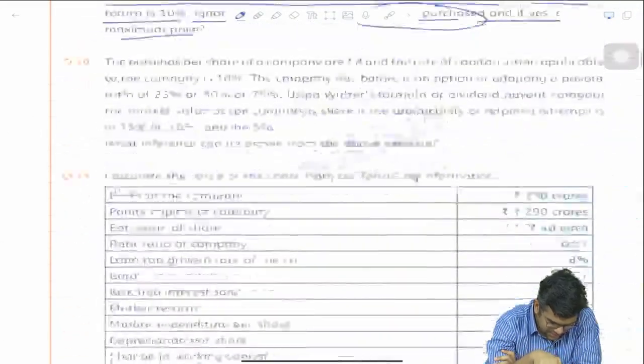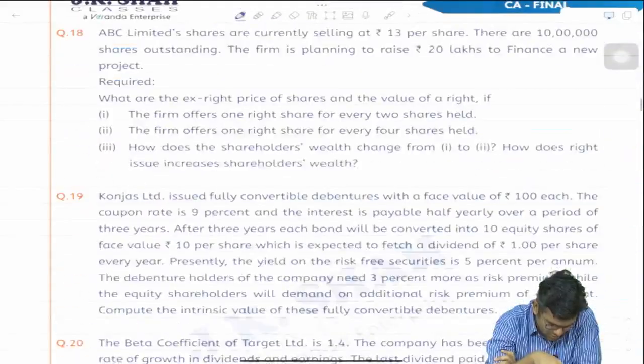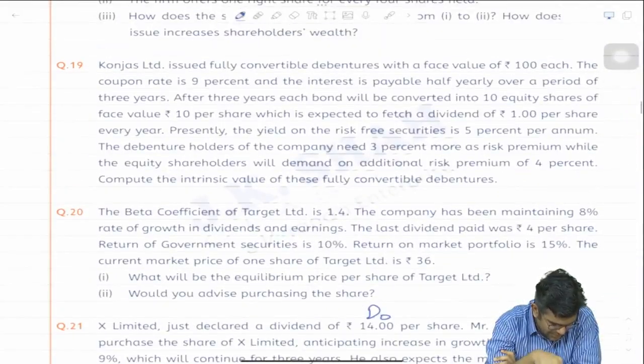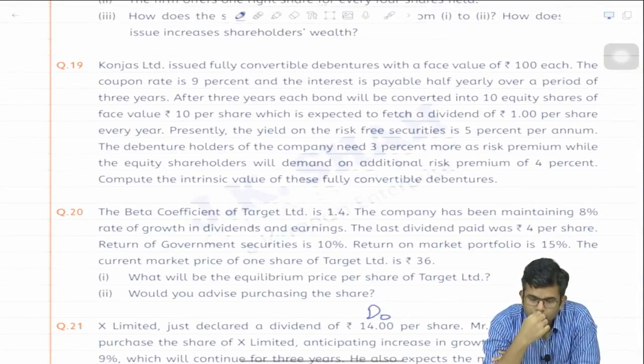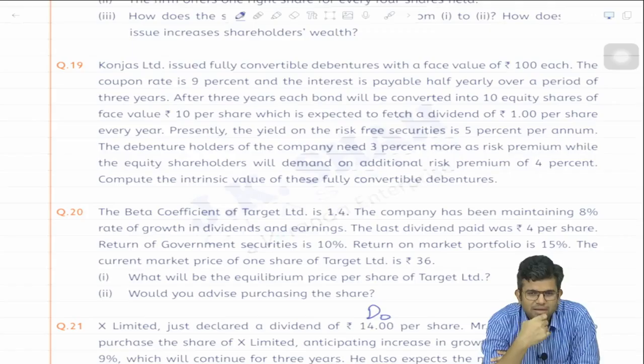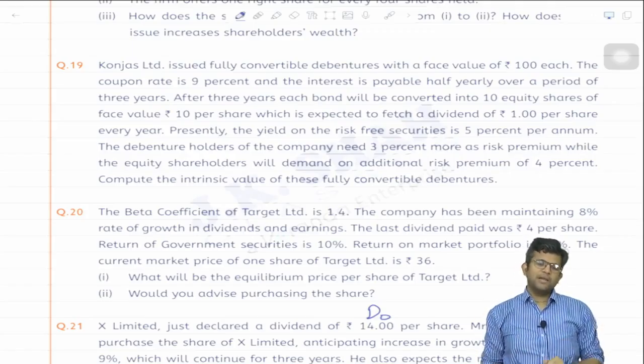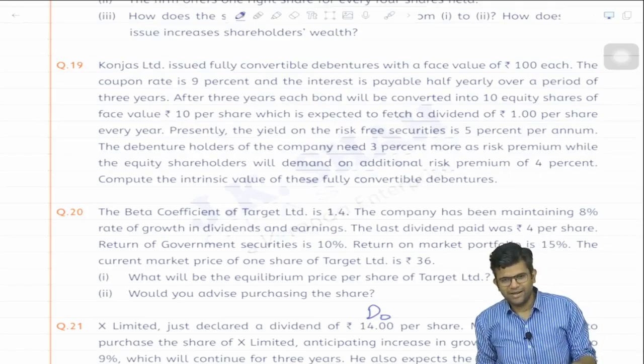8. Now come to question number 19. Very good question. It is actually a bond valuation question, but on purpose I have kept it in equity valuation. You will understand why. Take your time and read.